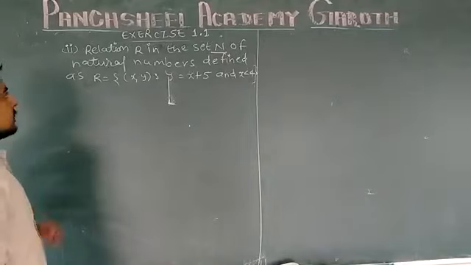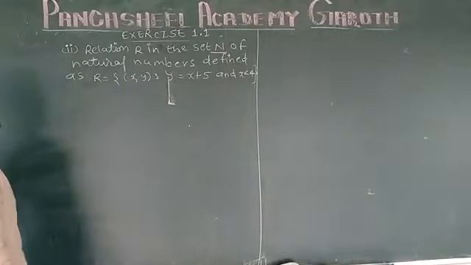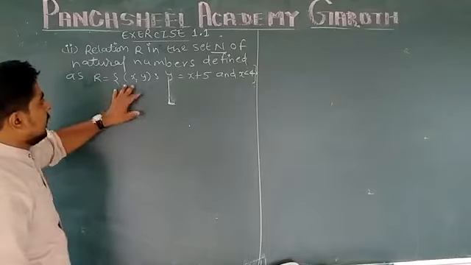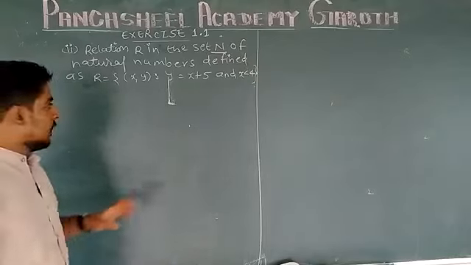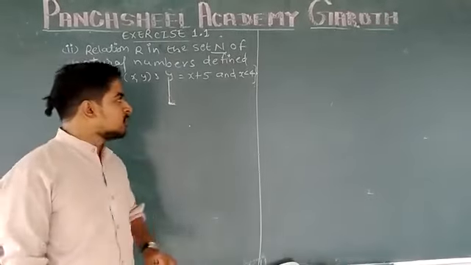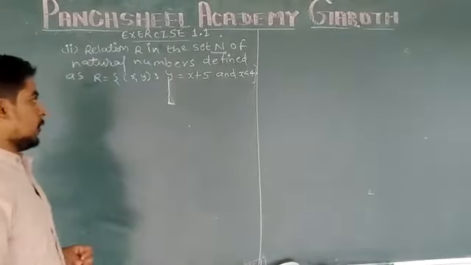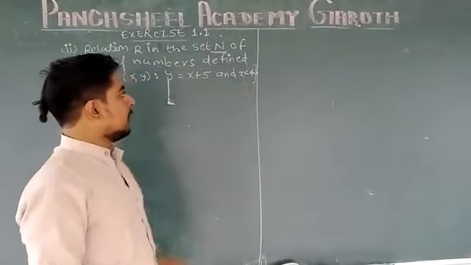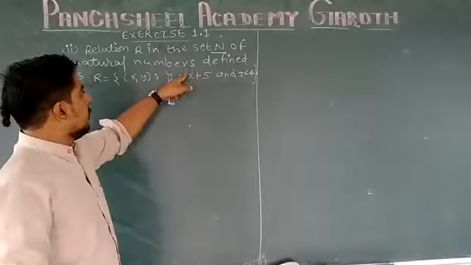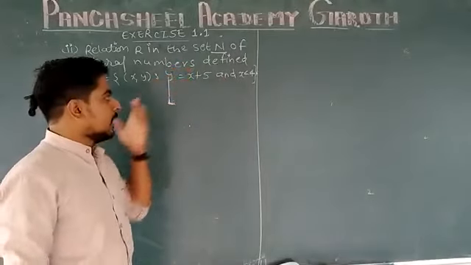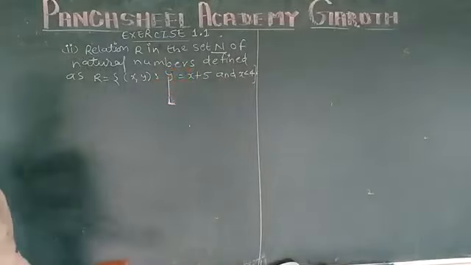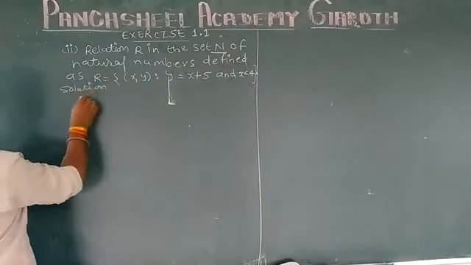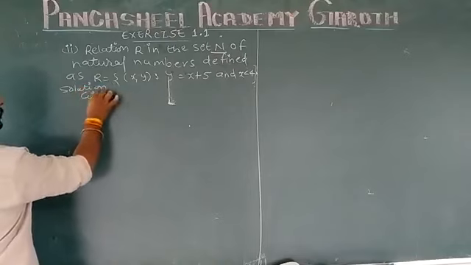The next question is: relation R in the set of natural numbers is defined as R, containing the ordered pairs (x, y), where y is equal to x plus 5 and x is less than 4. It means that we have to take the value of x from the set of natural numbers, but it must be less than 4. Now, the solution for the given question is given.